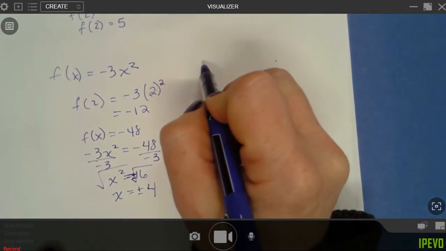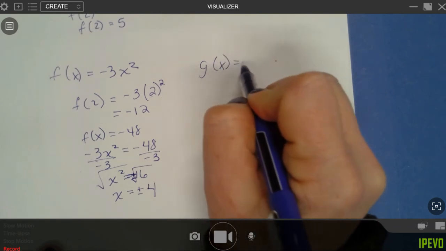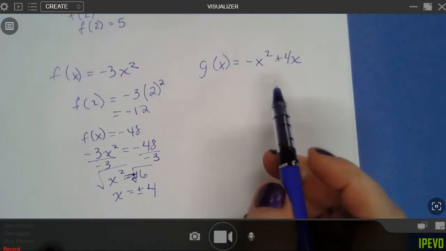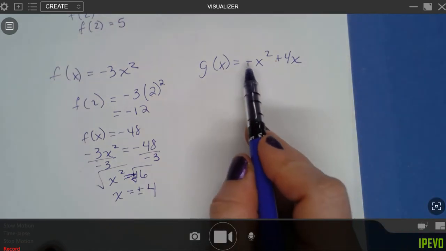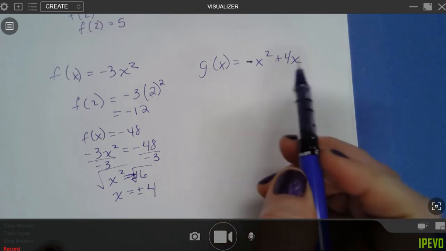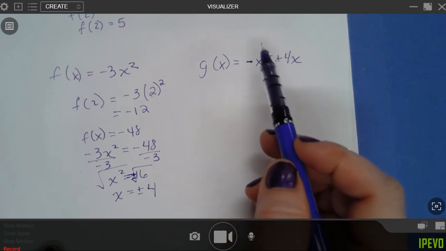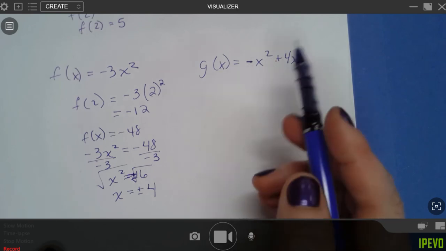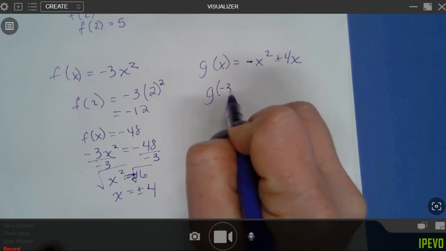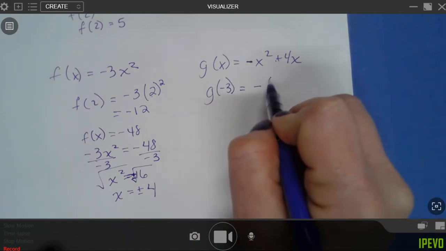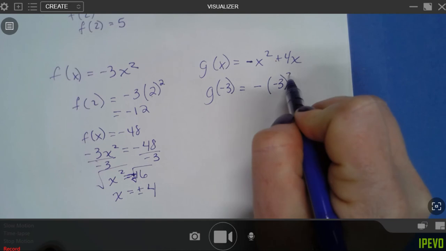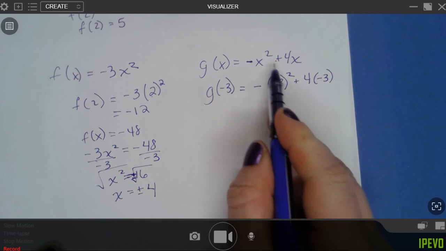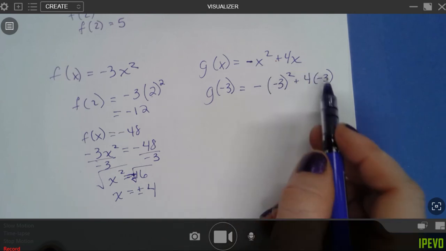There's another equation. We'll do g of x equals negative x squared plus 4x. I bring this one up because I noticed that it causes a lot of people trouble, this negative in front of the x squared. Order of operations says that you're going to square the x first, then multiply it by the negative. So if I have g of negative 3, notice that I'm leaving the negative outside there. And everywhere I'm putting an x, I'm replacing it with negative 3.